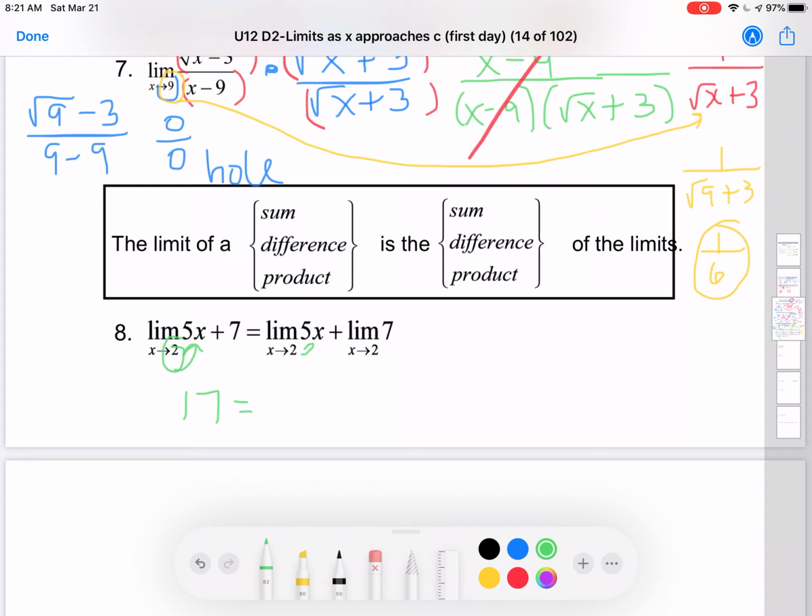So remember, same thing, plug it in. We get 10 plus, and now this is the limit of a constant. This is really y equals 7. At any x value, it's going to be that constant of 7. And then we can see 17 equals 17. Okay, so that's just a little fact.